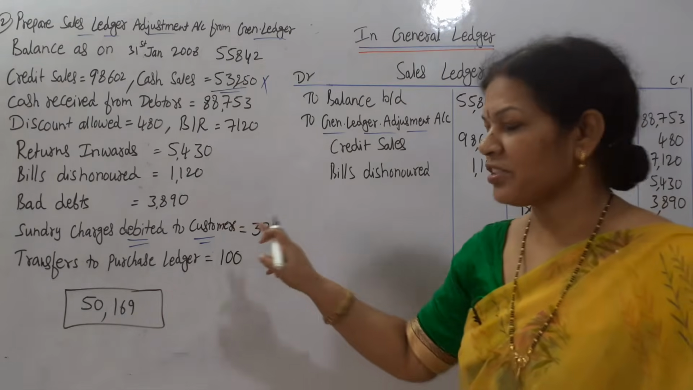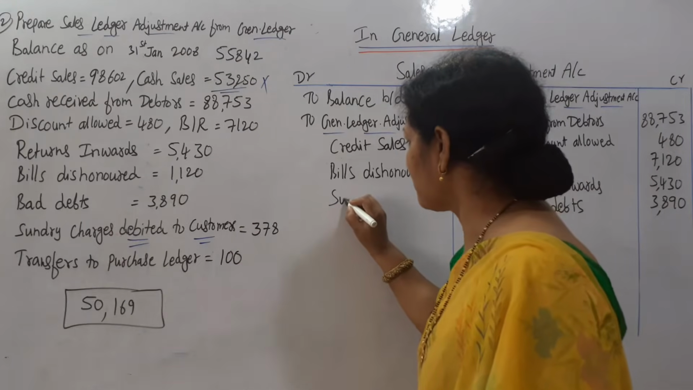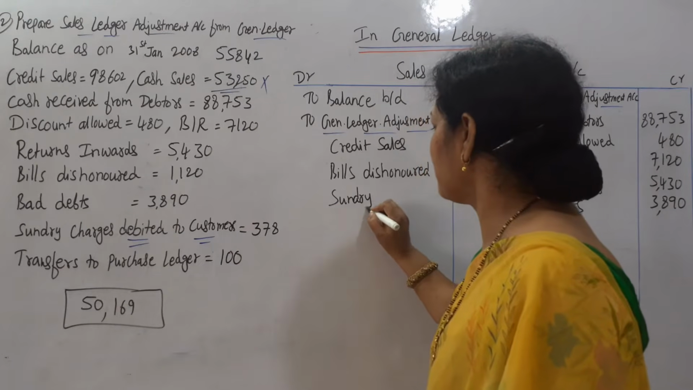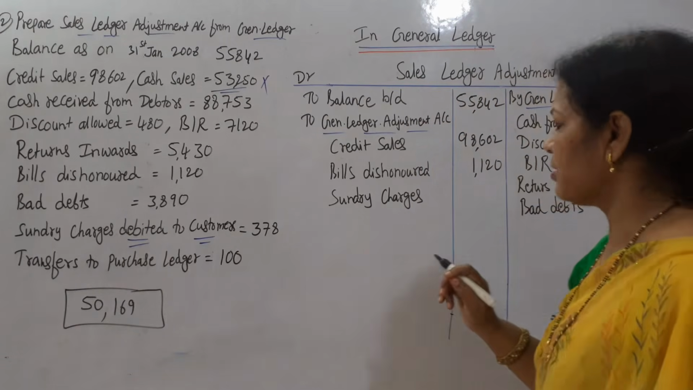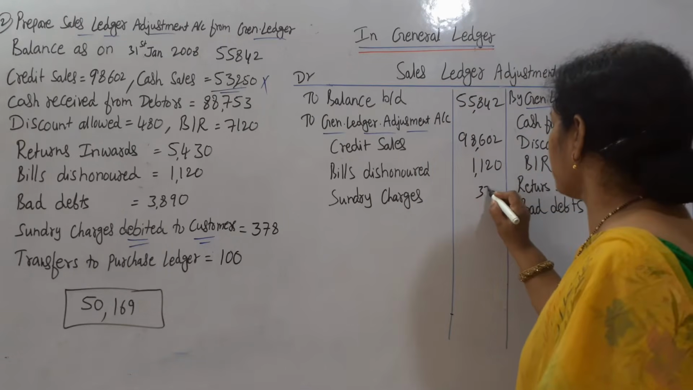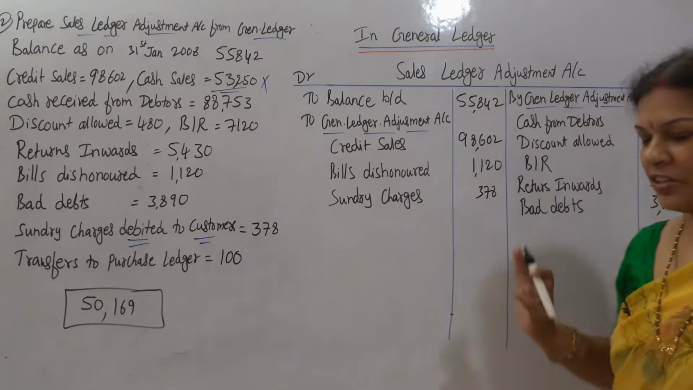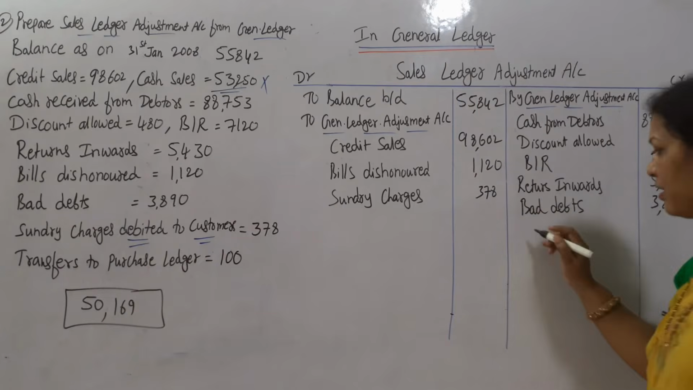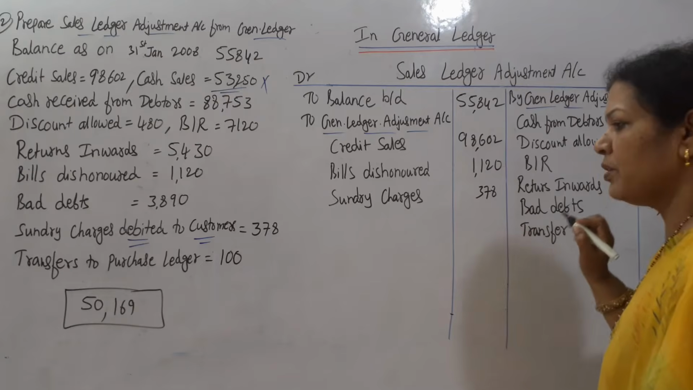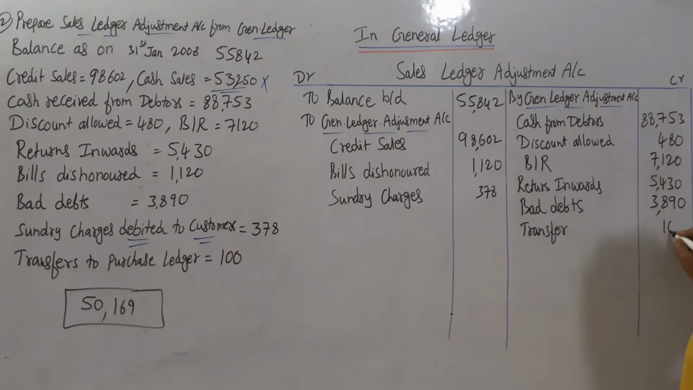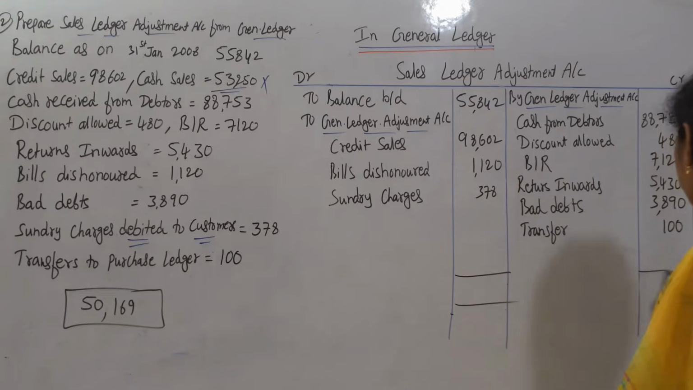Next, sundry charges debited to the customers. Debited means debit side. You will write sundry charges. Sundry charges are 378. Next, transfer to purchase ledger. Transfer means credit side, we are transferring. So you can write transfer 100 rupees. That's all over. We'll close this.